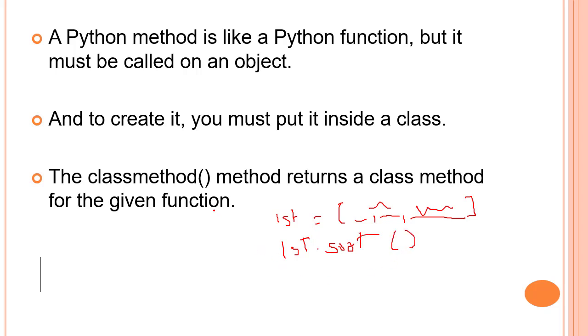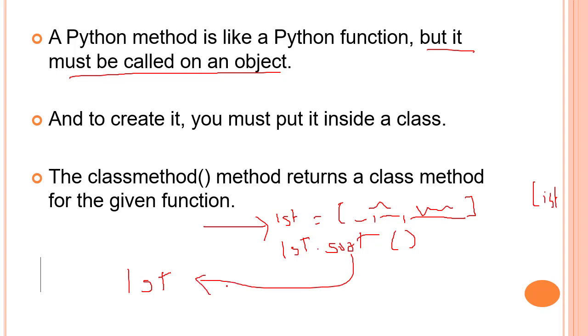So what exactly were we doing? First of all, we were creating an object. What is LST? LST is an object of class list. And what we are doing is calling the method from the object. If you read this line, it must be called on an object. So LST is an object, and from LST we are calling a predefined method, sort, which will sort your complete list. So LST dot sort sorts the complete list for us.